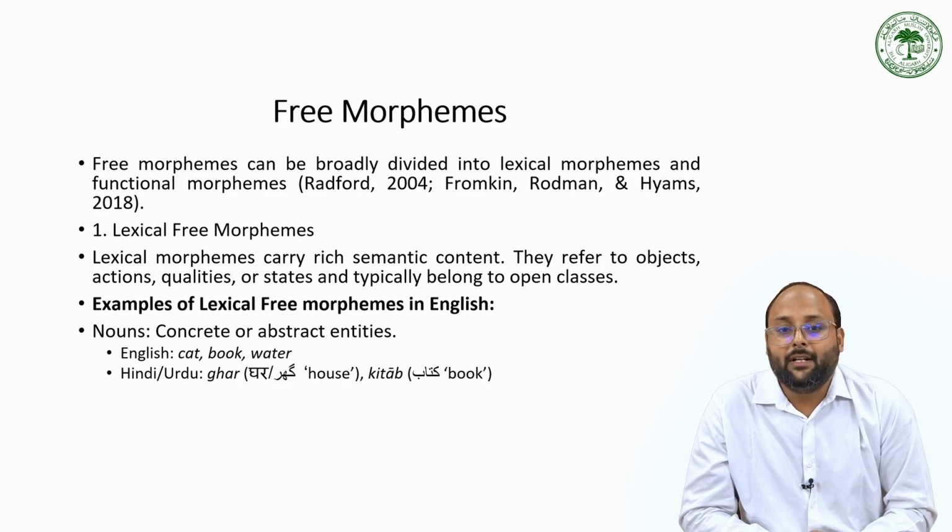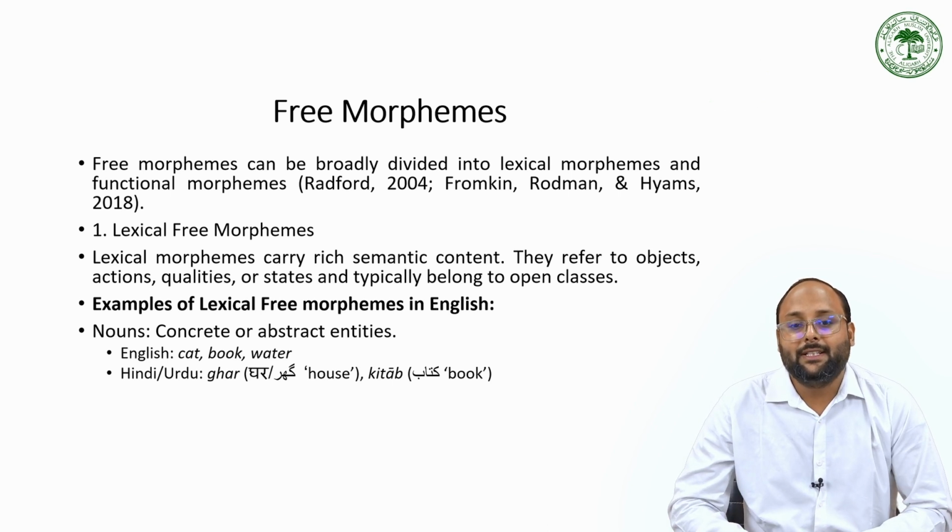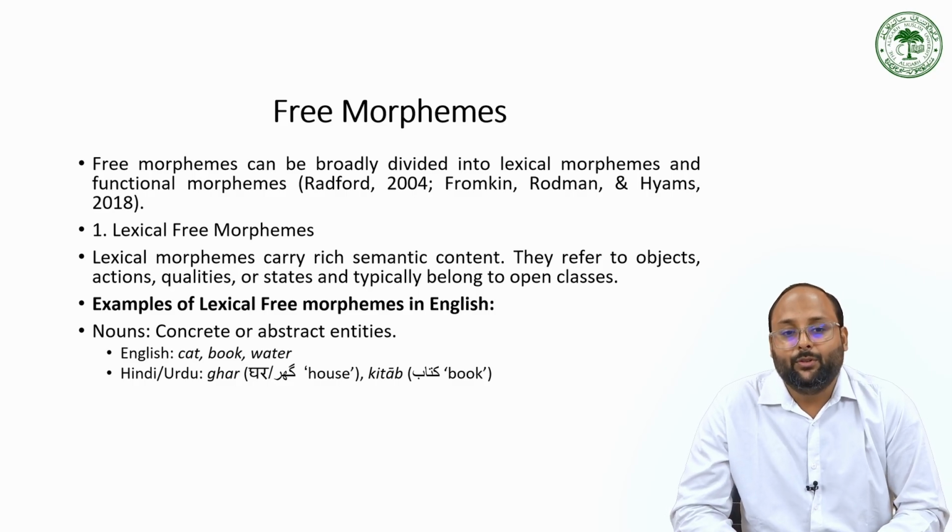They have their meaning independently and they are very rich in semantic content. Their meaning does not depend on any other words. They have their own meaning. Examples of lexical free morphemes in English are morphemes like cat, book, water. So they are the lexical morphemes.